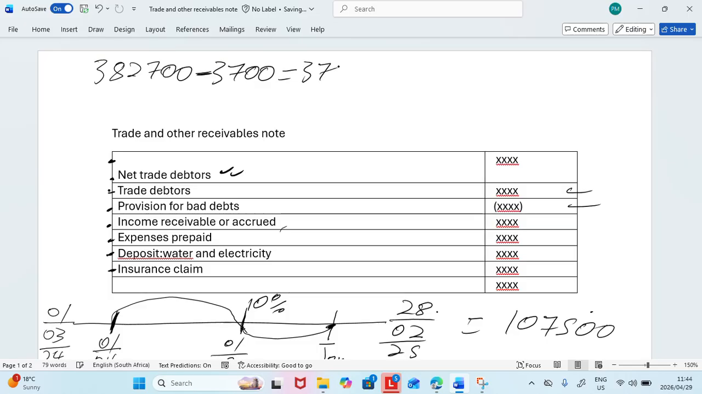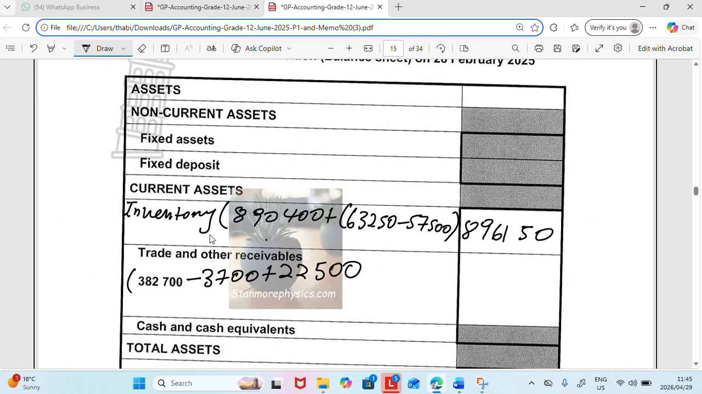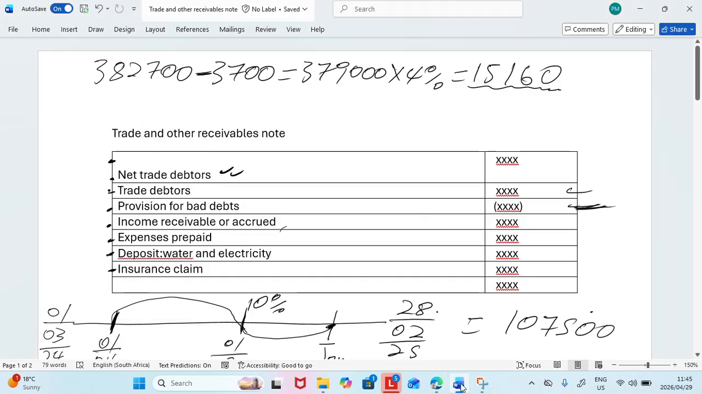and then we're going to get 379,000. We multiply by 4%, and then we're going to get 15,160, the provision for bad debts. So we are done calculating the provision for bad debts. We minus it. Let's go and minus the provision for bad debts, minus 15,160.